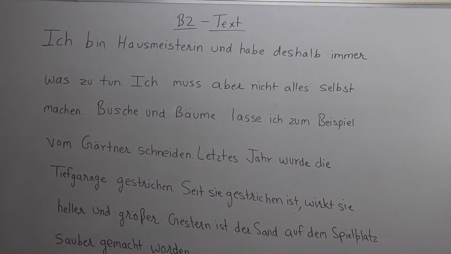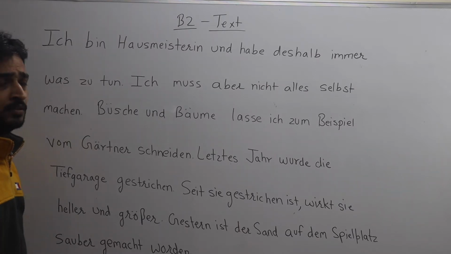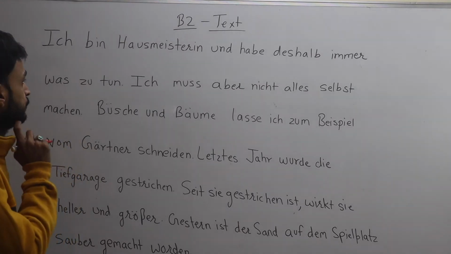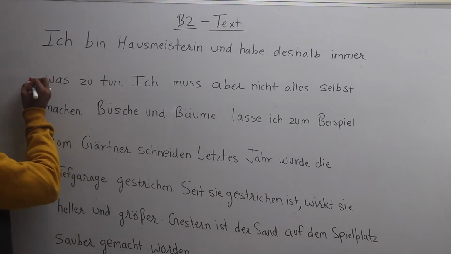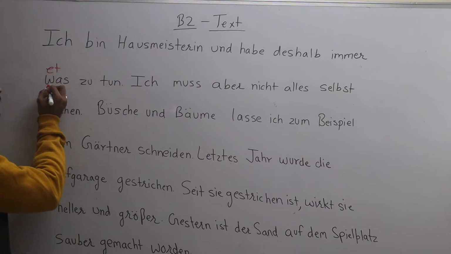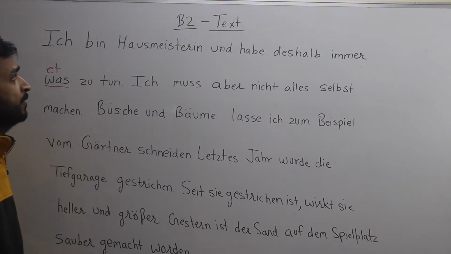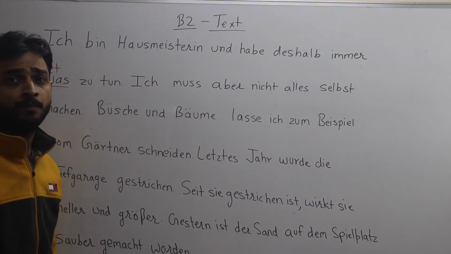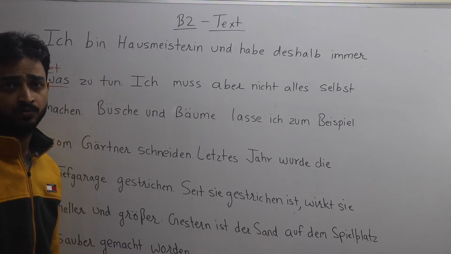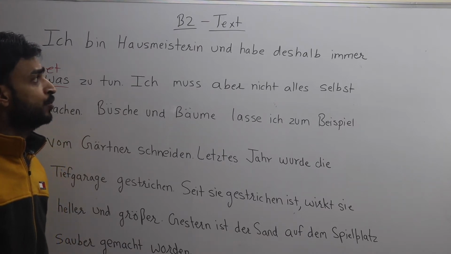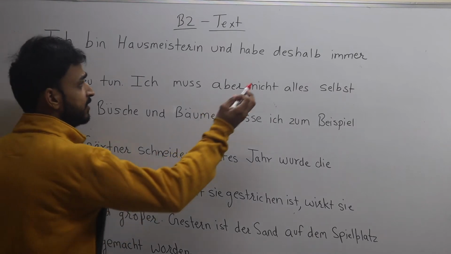So what the text says: Ich bin Hausmeisterin und habe deshalb immer was zu tun. Here was actually means etwas, but we write was. So Ich bin Hausmeisterin, I am a Hausmeister, it's a female. Hausmeister means who looks after the house. Ich bin Hausmeisterin und habe, and I have, deshalb.